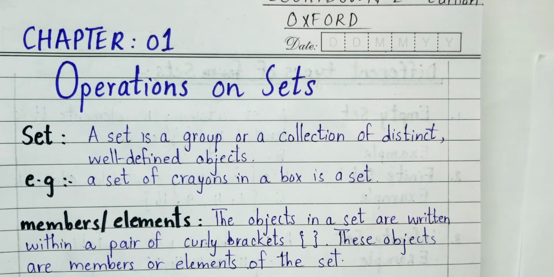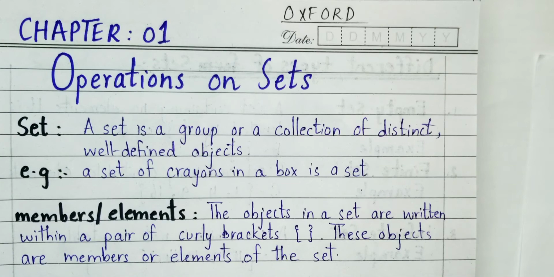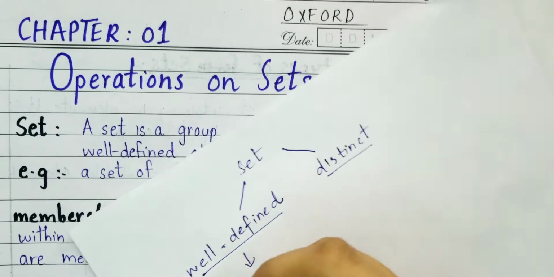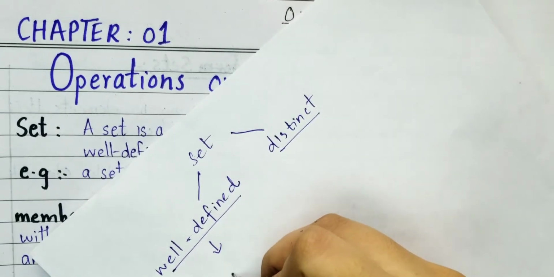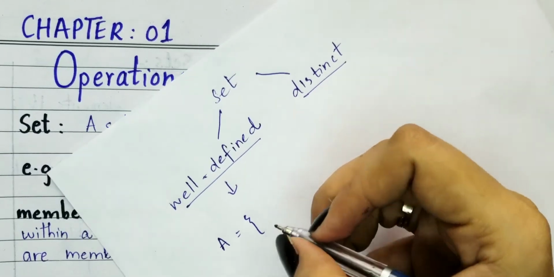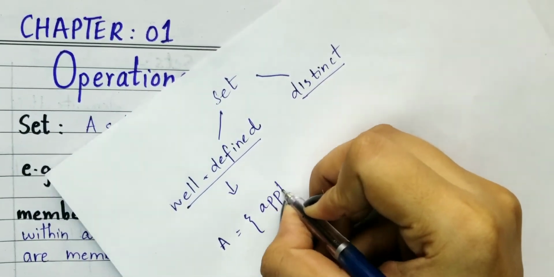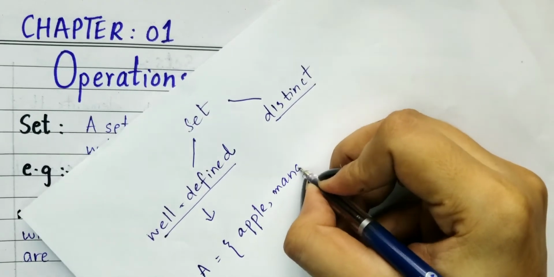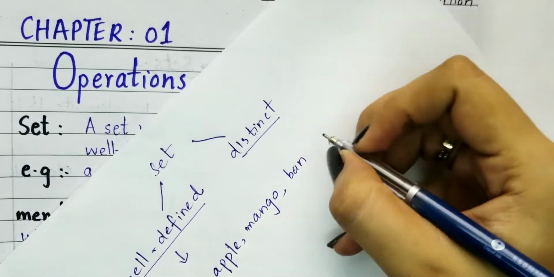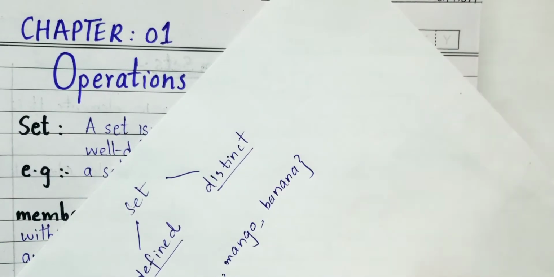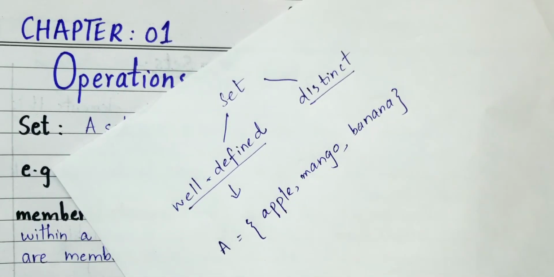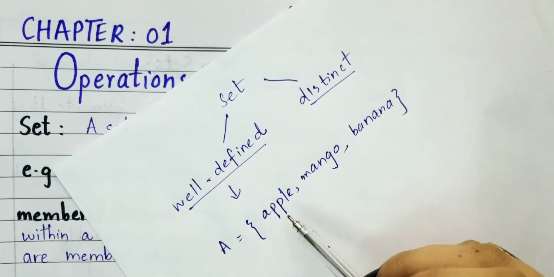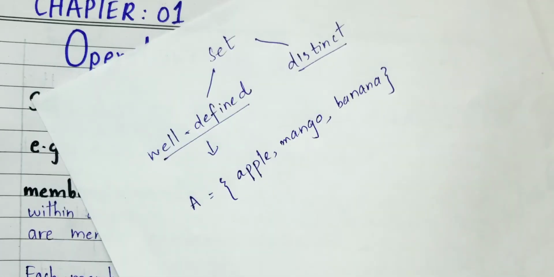Now let's move towards the other concept, that is members or elements of the set. So if I say set A is equal to apple, mango, banana. I have written the names of the fruits. So in this set, how many elements does this set have? Three elements, right? Apple, mango and banana. The elements of a set are the objects of a set.